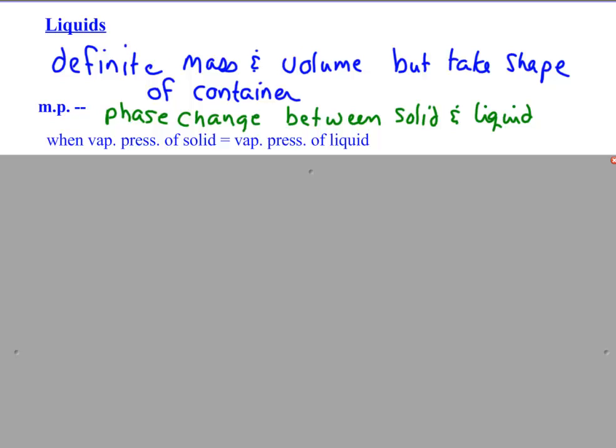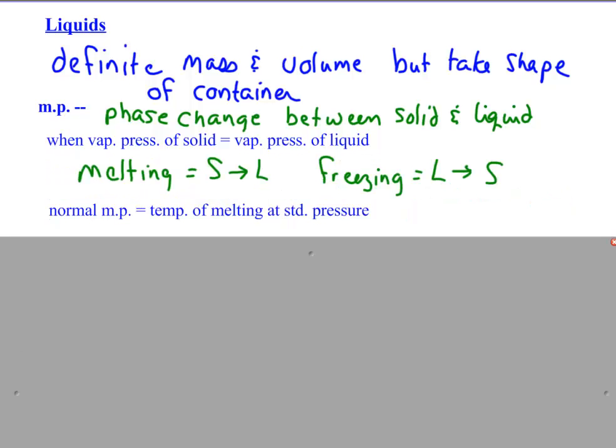When we're looking at phase change from solid to liquid, melting, generally we refer to going from solid to liquid. Freezing would be going from liquid to solid. The other thing we're going to talk about is normal melting point. And the normal melting point is defined as the temperature of the solid when it's melting at standard pressure.